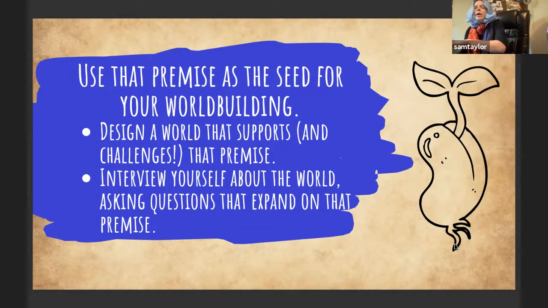So there's the external arc of the plot, but the character also has to have an internal journey. They're a different person than they were when the story began. And so you want to be designing your fantasy world to help support your character on this journey, and that also provides the challenges and the obstacles that they need to change who they are as a person, so that by the end of the story, they're a different person, often a stronger, better, more insightful individual.